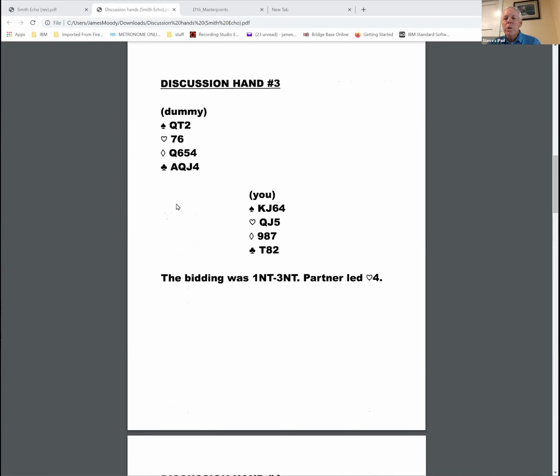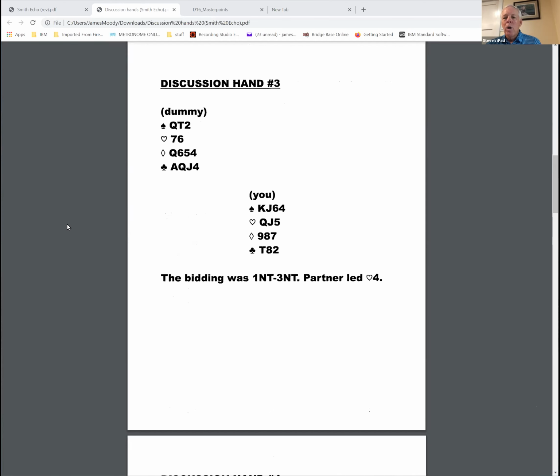Declarer switches to a club and wins in the dummy. And if it were me, I'd put the 10 of clubs on the table. No question about it. I love hearts, partner. That's the message you're going to send.